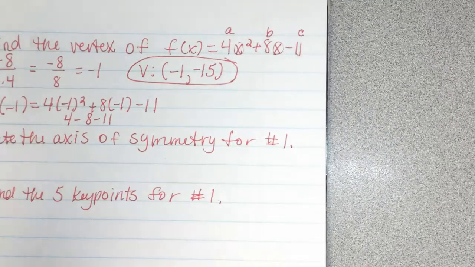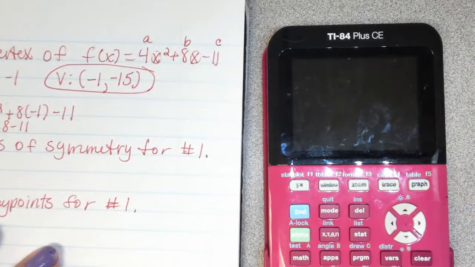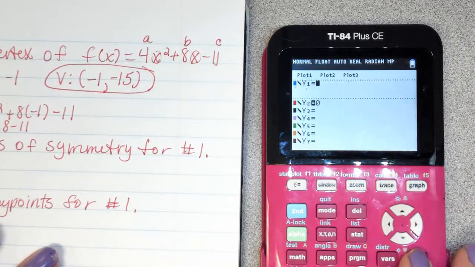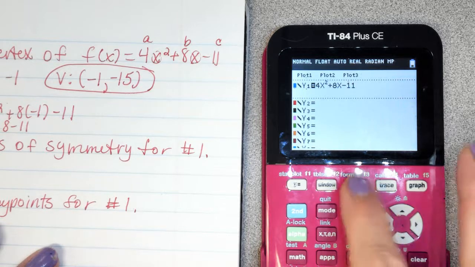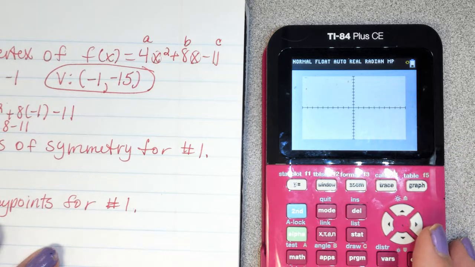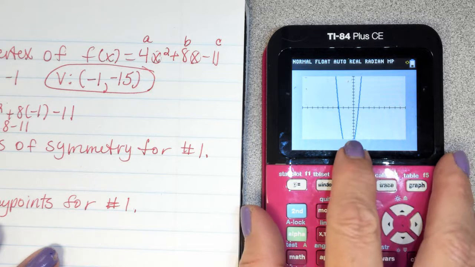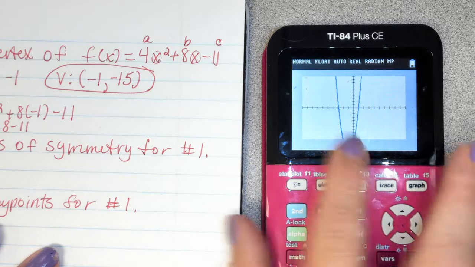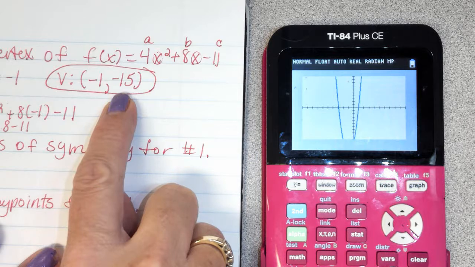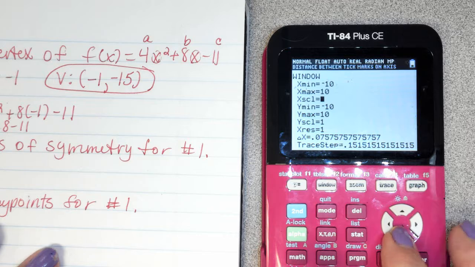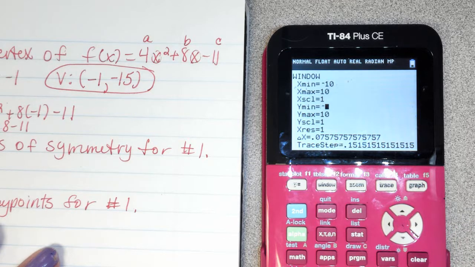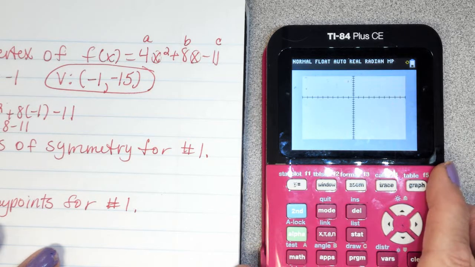Let me remind you how we could have checked this on the calculator. So the calculator check is this. I'm going to put in my 4x squared plus 8x minus 11. I'm going to do a zoom 6. I'm going to see if I can see the entire parabola. Why can't I see the bottom of it? Negative 15 is going to be my low point, right? So I can adjust my window and I can make that y min go down to like negative 20 just in order to be able to see that vertex. Now I can see it.